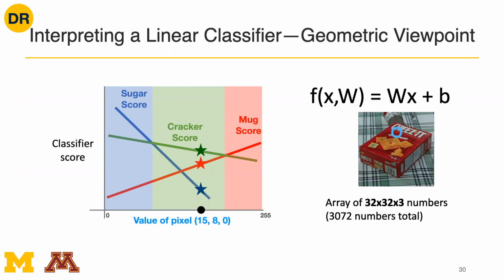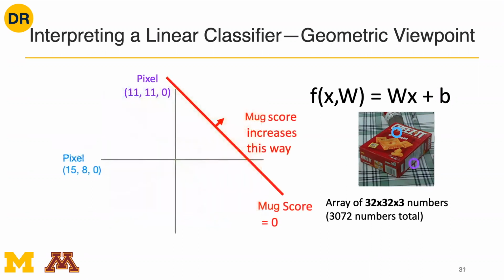Now, this was easy when we are looking at one particular pixel. If you start growing your dimensions, let's say you are looking at 2 pixels, the x-axis and y-axis are pixel values, and your scores come out of the board. It's actually a plane, and it cuts at that particular location when the scores are 0. This is how it would look if you're looking at 2 pixels.